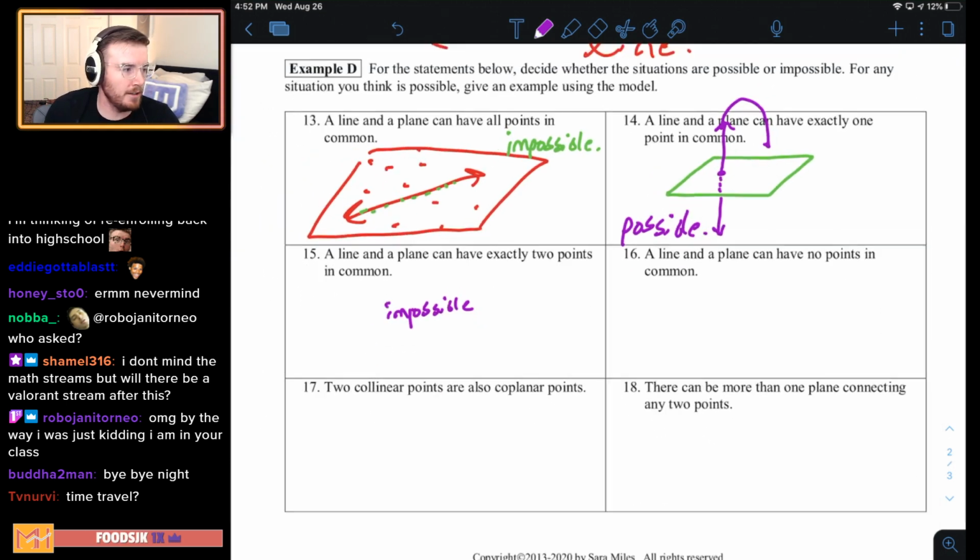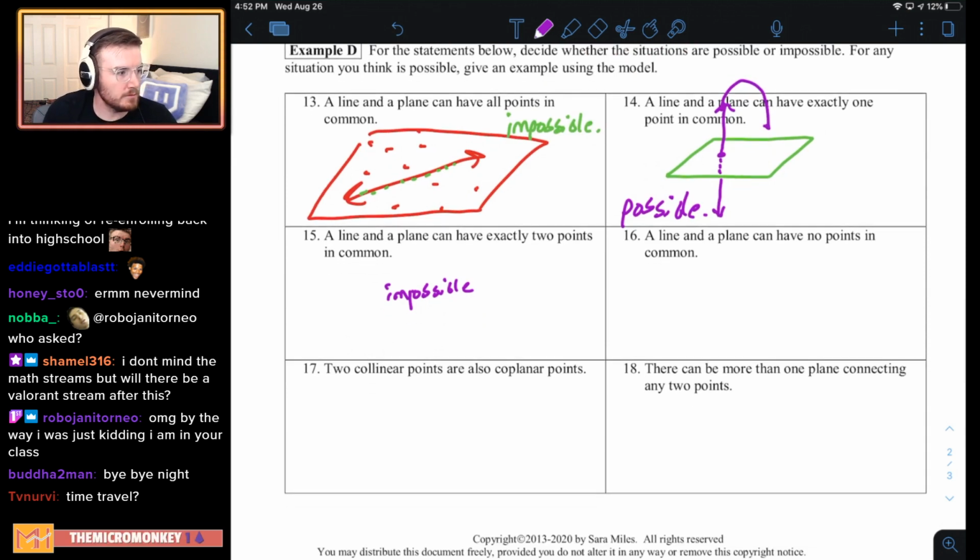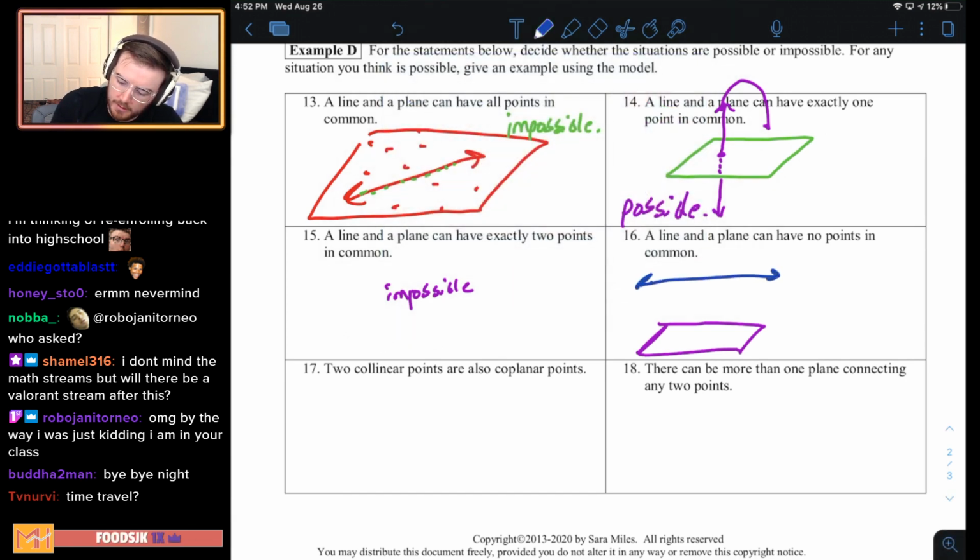A line and a plane can have no points in common. Sure. Here's a plane down here, and then here's a line up above it. Right? This is a three-dimensional world that we live in. Not everything has to exist on one flat surface. You can have some things down here and some things up here.